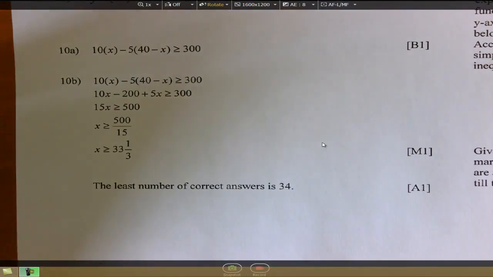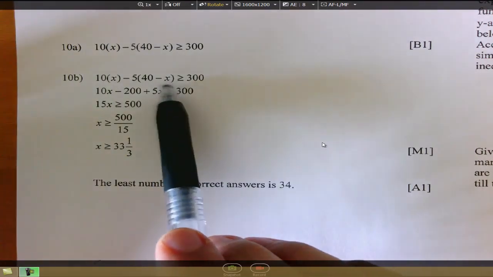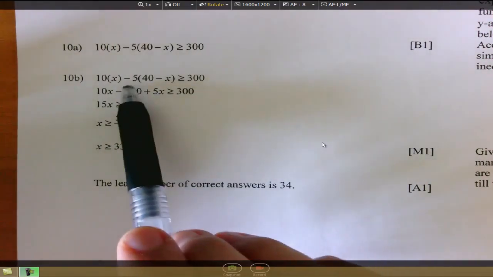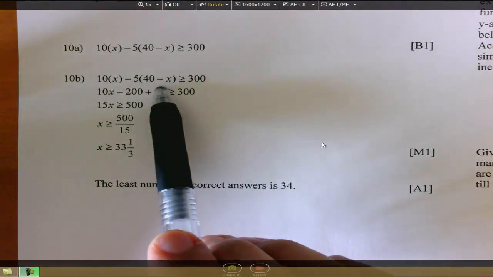Then if you answered x correctly, it means that you have answered 40 minus x incorrectly, and this will give me a penalty of negative 5. Hence, it's negative 5 times the number of questions that were answered incorrectly.